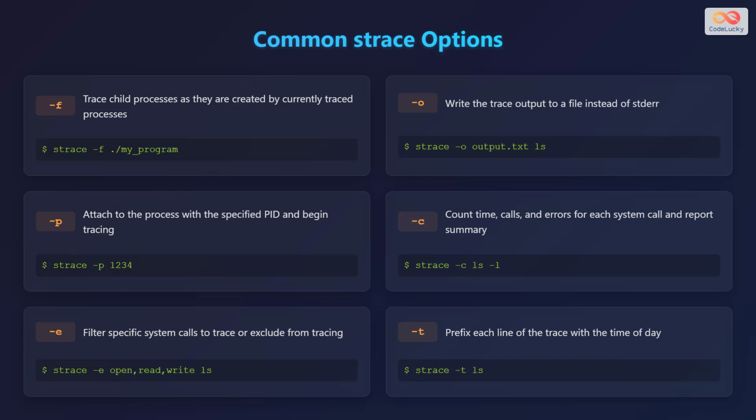Finally, the -t option prefixes each line of the trace output with the time of day. To use it, you would type strace -t followed by the command. For example, strace -t ls.